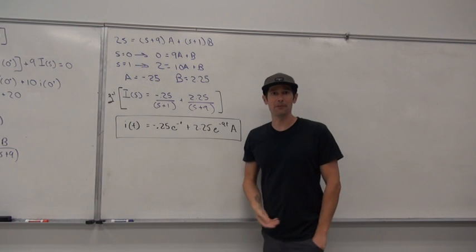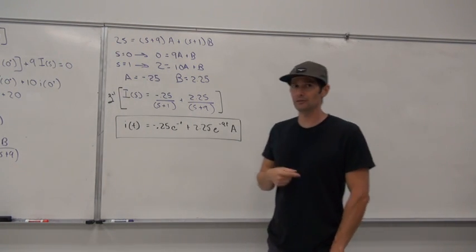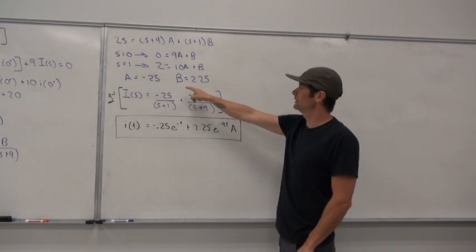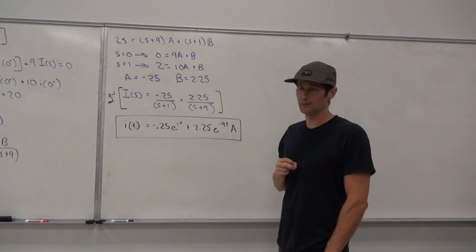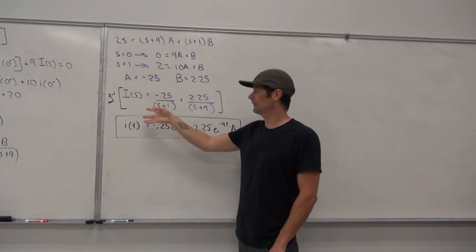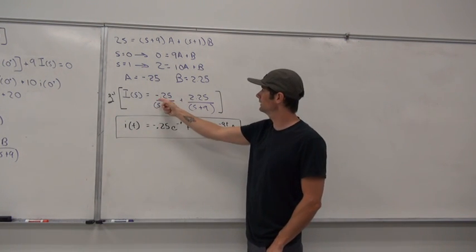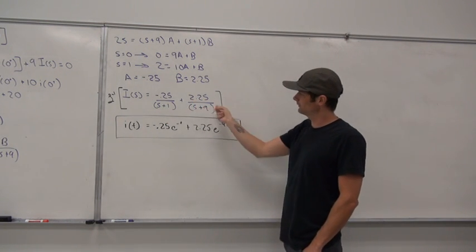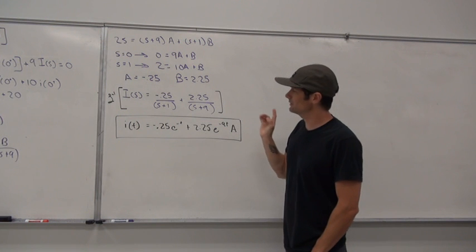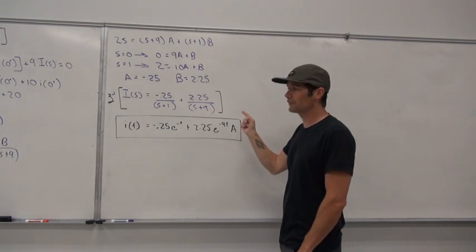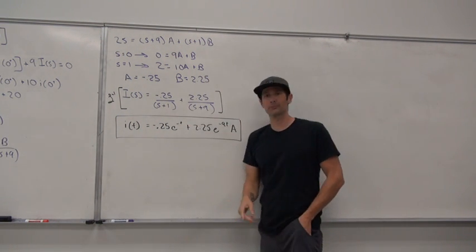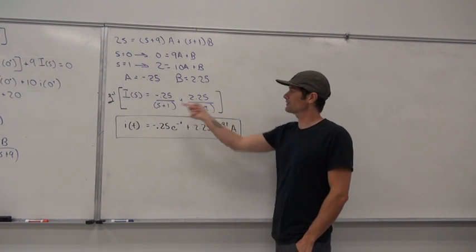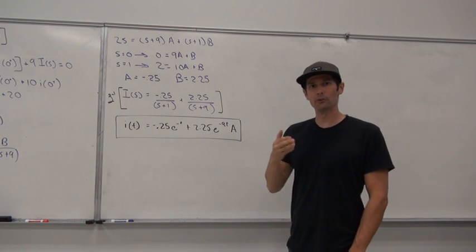Solve for A and B by putting those into our matrices and getting it into its row reduced echelon form. We get A equals negative 0.25 and B equals 2.25. So finally, I of s in its simple form is negative 0.25 over s plus 1 plus 2.25 over s plus 9. I want to make sure you understand that this is still equal to 2s over (s plus 1)(s plus 9), but expanded into its equivalent in simple terms.